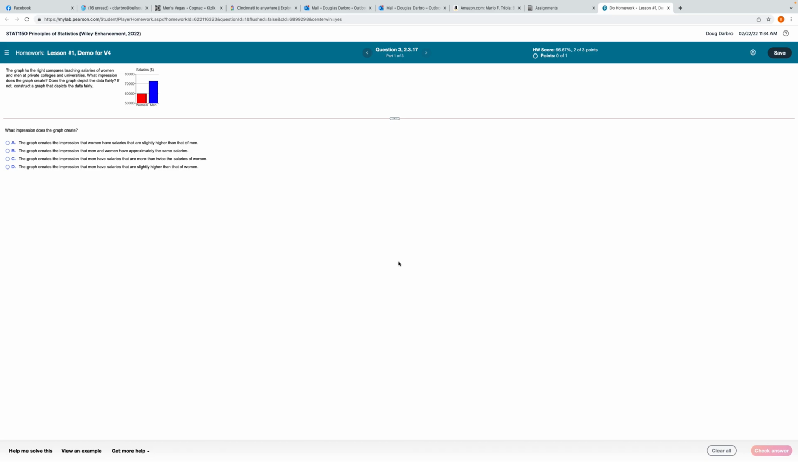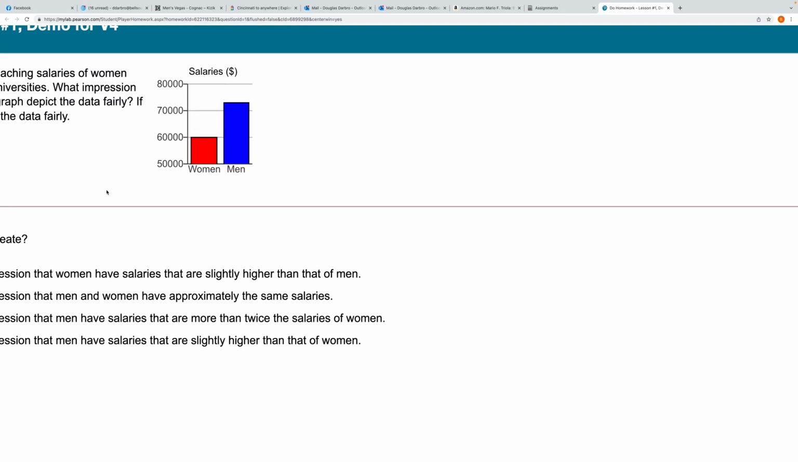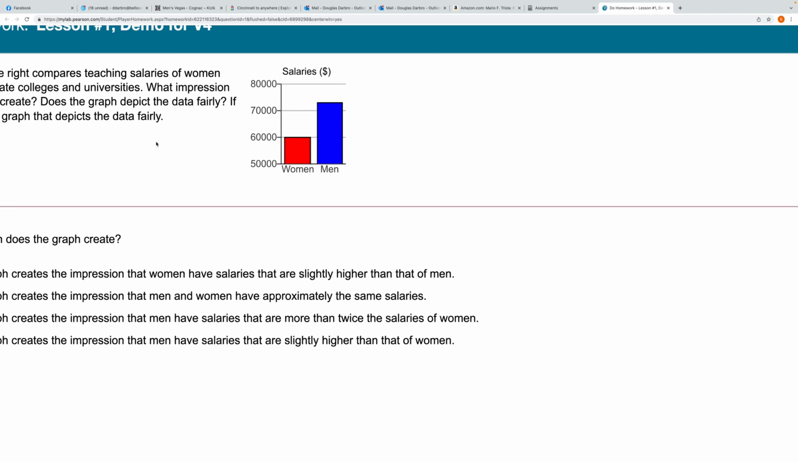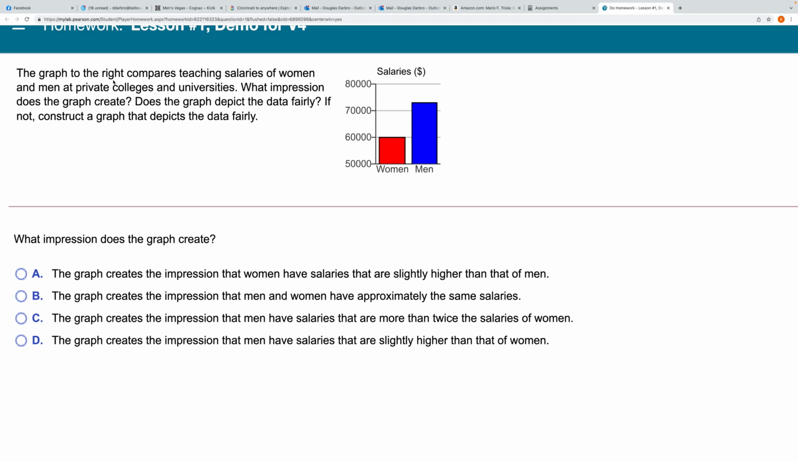Now we're getting into a bar chart. Notice the difference from the Pareto chart: in the bar chart the bars do not touch, and there's no natural ordering. We don't have to put the frequencies in descending order. So, what impression does this graph represent? Well, the first thing that I notice is I think it's deceiving because it appears that men are almost twice as likely as women. So let's see what this is actually representing.